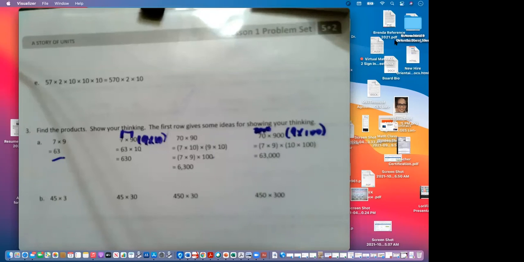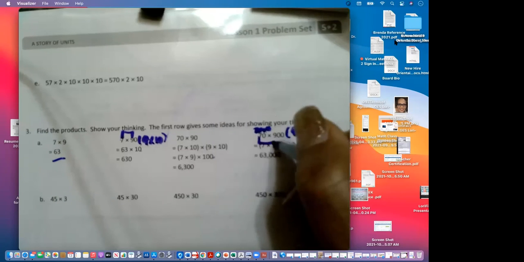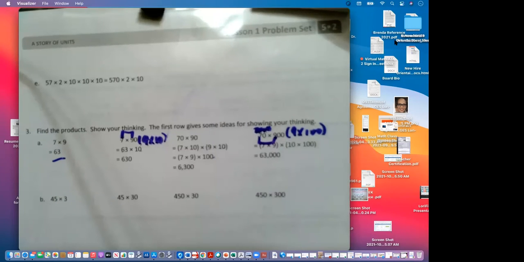But if it's easier for you just to multiply the basic facts and add the zeros, you can do it that way. I'm just showing you some different strategies that you can use.